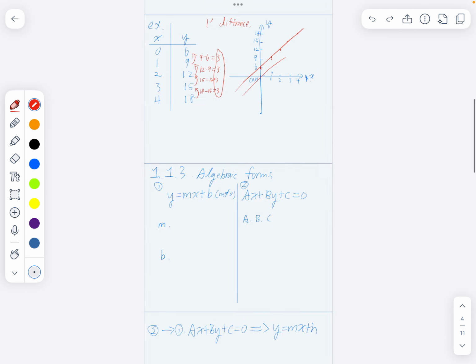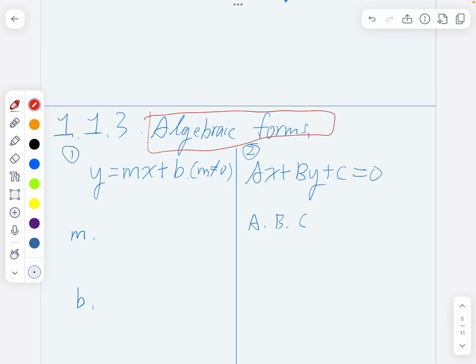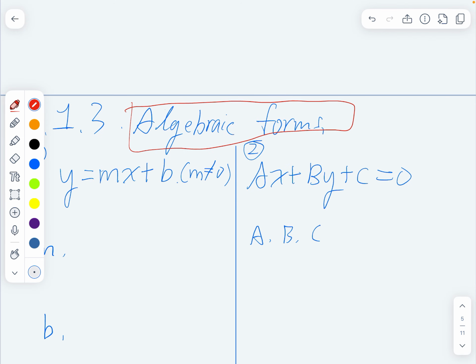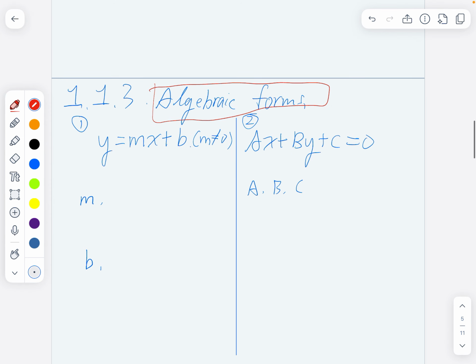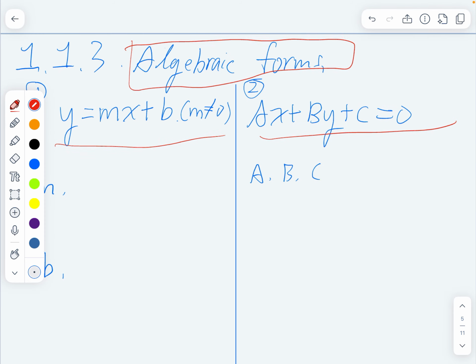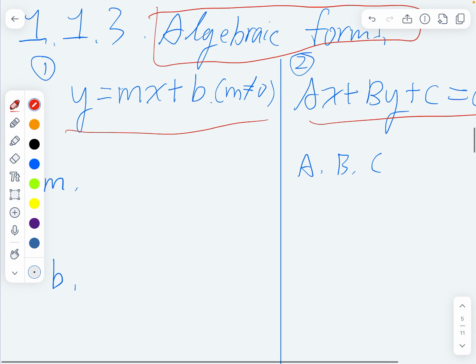Okay, finally we can find the important form to represent the linear equations. We can call that the algebraic forms. There are two formulas for the algebraic form, both are the same. First, let's talk about the first one.